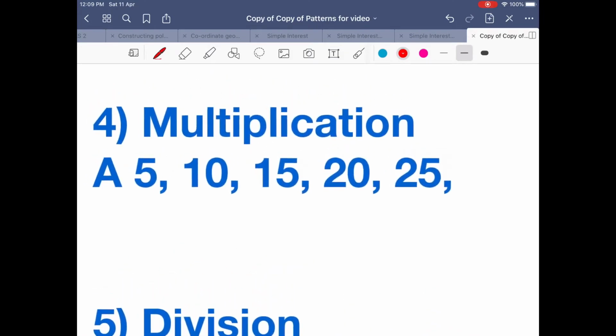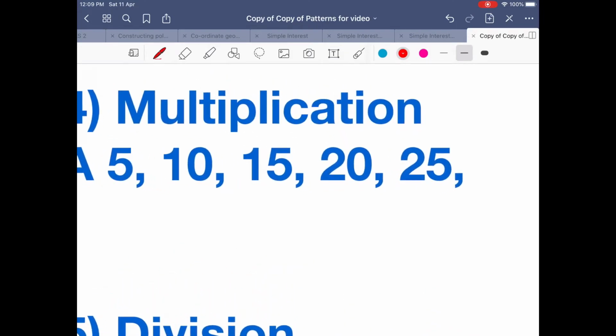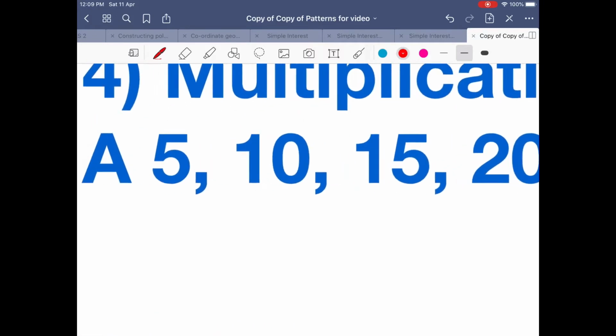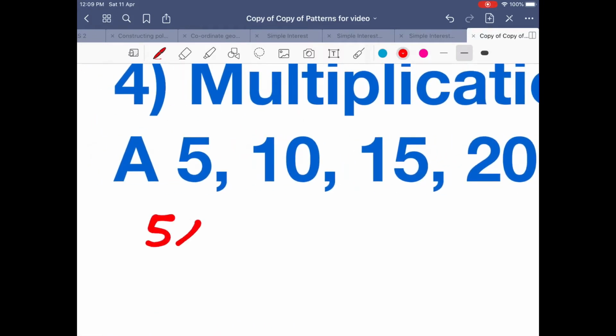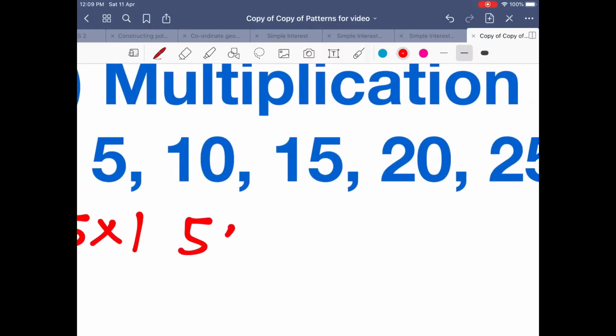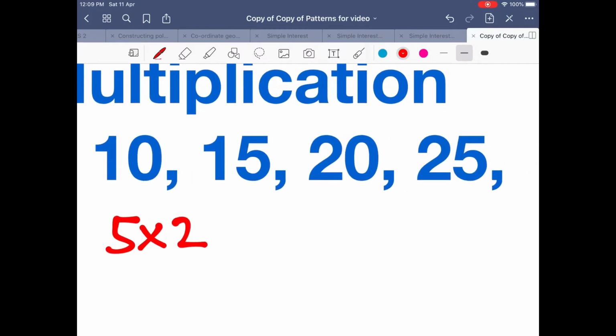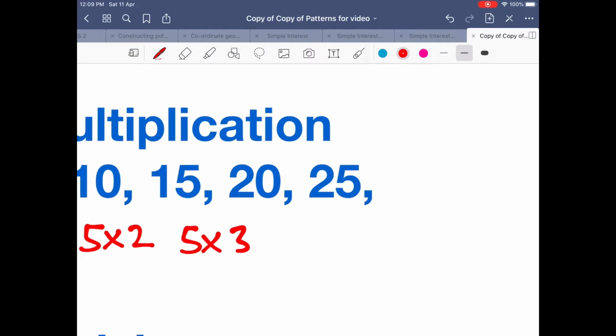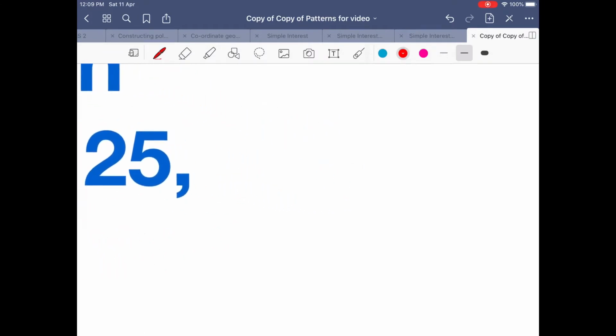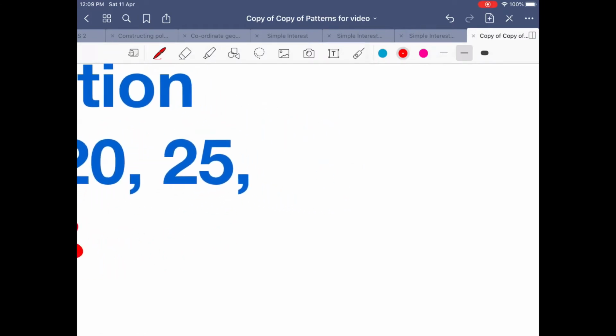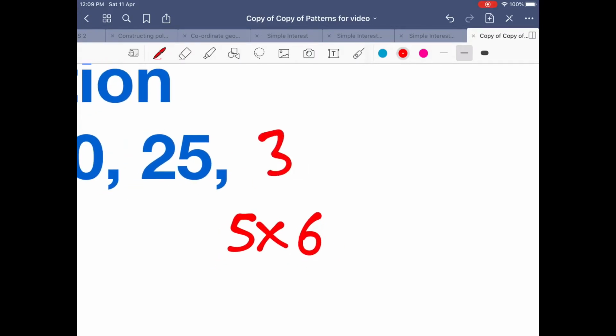Multiplication. So here we are seeing that we have multiples of 5. We know that 5 times 1 is 5. We know that 5 times 2 is 10. 5 times 3 is 15, etc. So we are here on 5 times 5 is 25. So now we will go on to 5 times 6, which is 30.